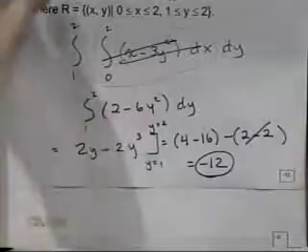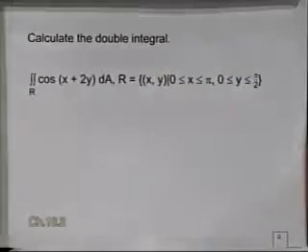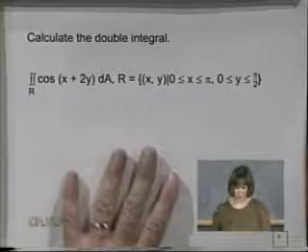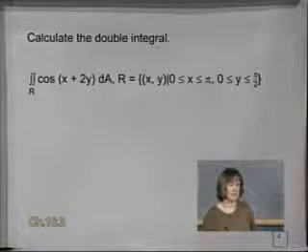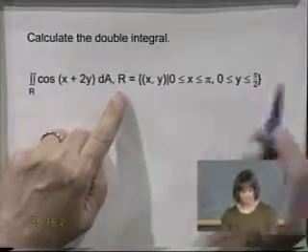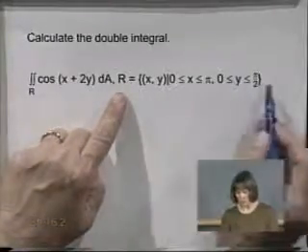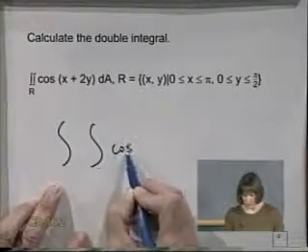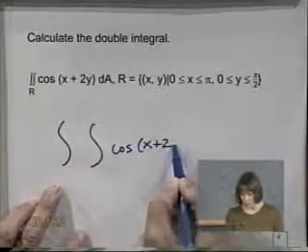Okay? All right, let's look at another one. I chose this one because it gives students a little bit of trouble because of the trigonometry involved. All right. It's a rectangular region. X is going from 0 to pi, y is going from 0 to pi over 2. So we're integrating cosine of x plus 2y.